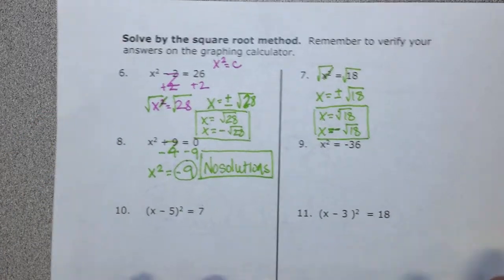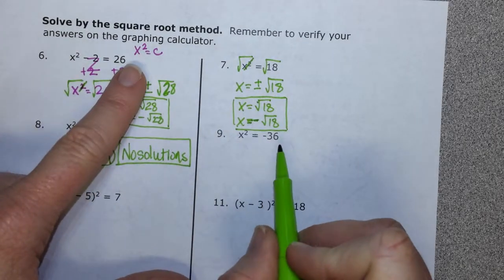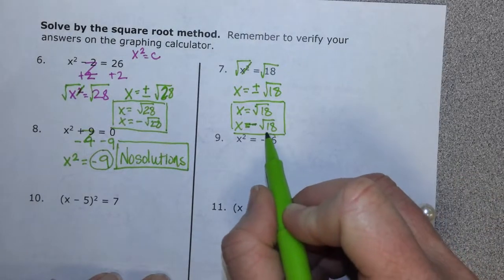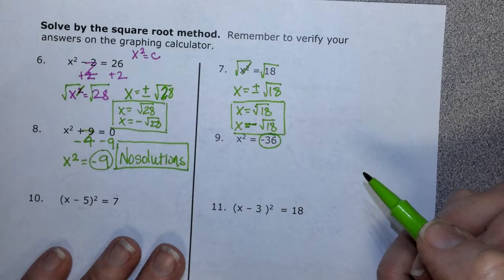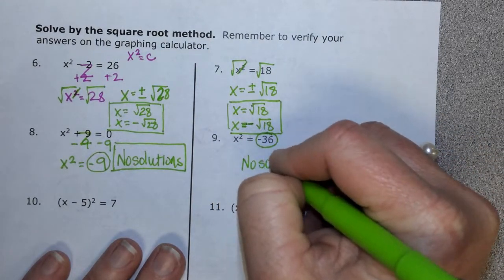Okay, moving on to number 9. Again, my equation is set up where I have my c value on one side and the x squared on the other side. But again, I can see that my c value here is negative, and we can't take the square root of a negative value. So again, we have no solutions.